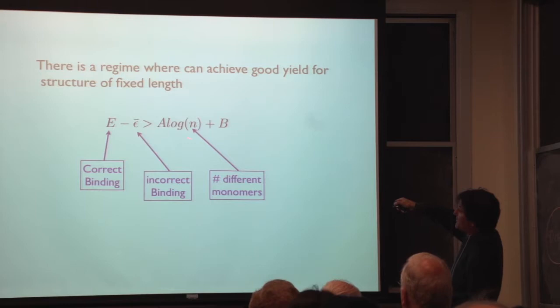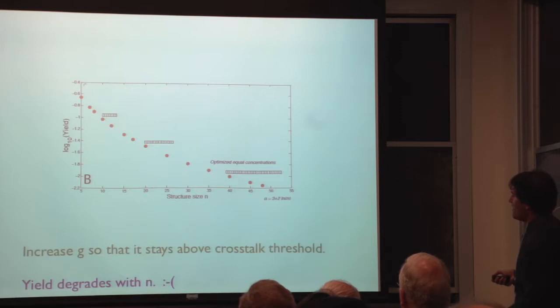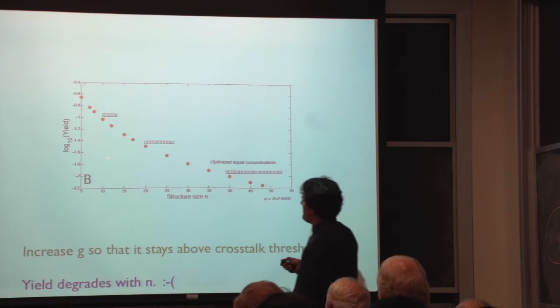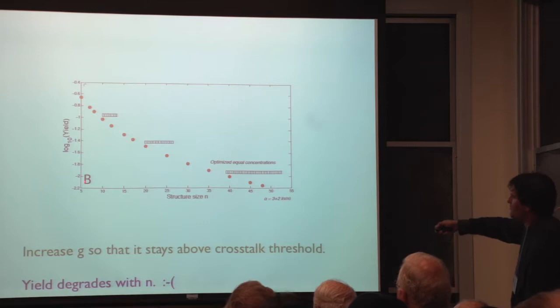There's a result where A and B actually are numbers that depend on the topology of the structure that you're trying to build. At the moment, we're building linear structures. So if you then do the calculation, I'm now suppressing a lot of pretty mathematics, if you like this sort of thing, this is a calculation of the log base 10 of yield as a function of the structure size.